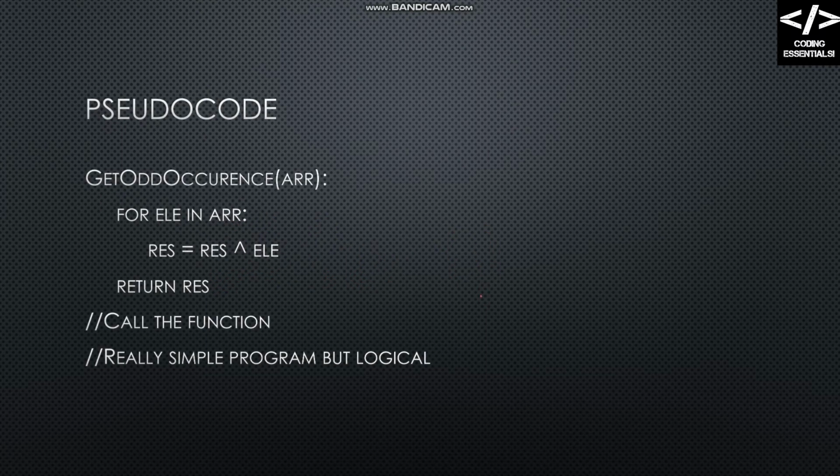Now let me explain the pseudocode. It is a really simple program, but it is logical. You should know exactly why the XOR method will take big O of n time complexity and how to solve this using the XOR method. So we will define a function get odd occurrences and give the array as input. Then we will use a for loop: for element in array, resultant equals resultant XOR element, and return resultant. So this will return the resultant and we will print the resultant answer. So it is really simple.